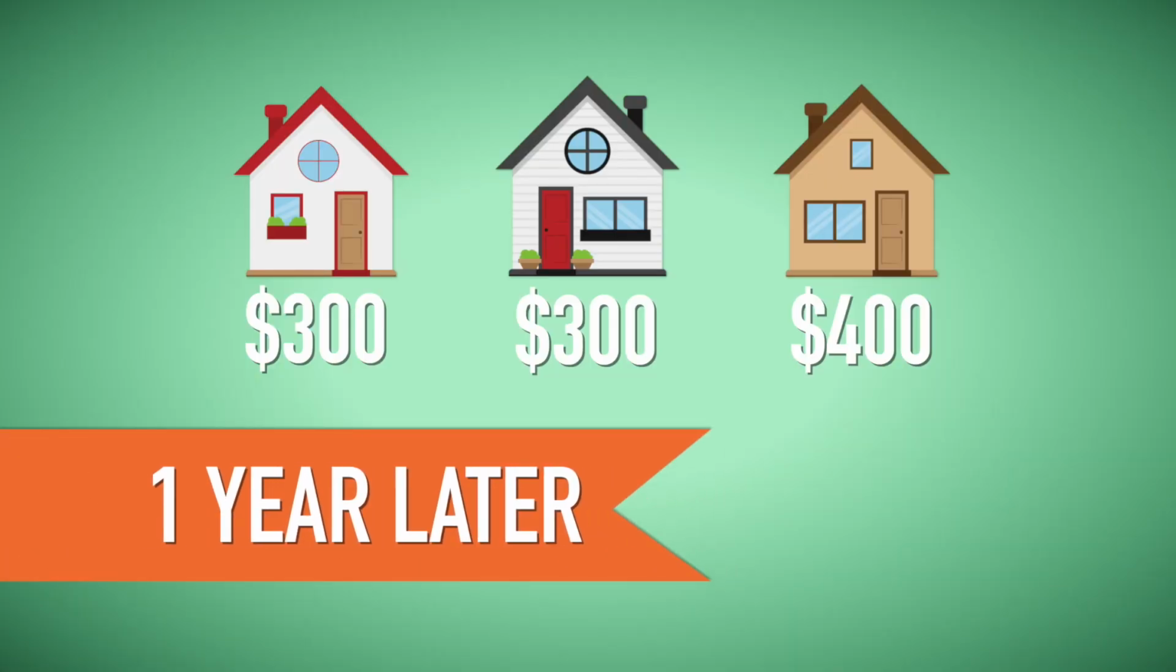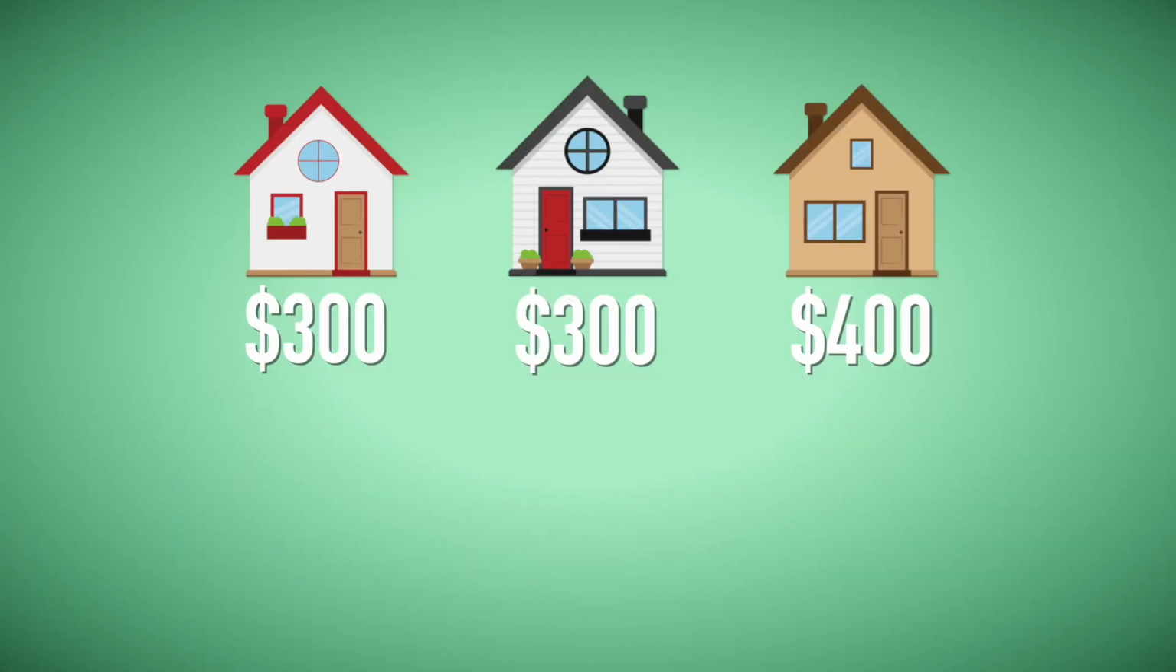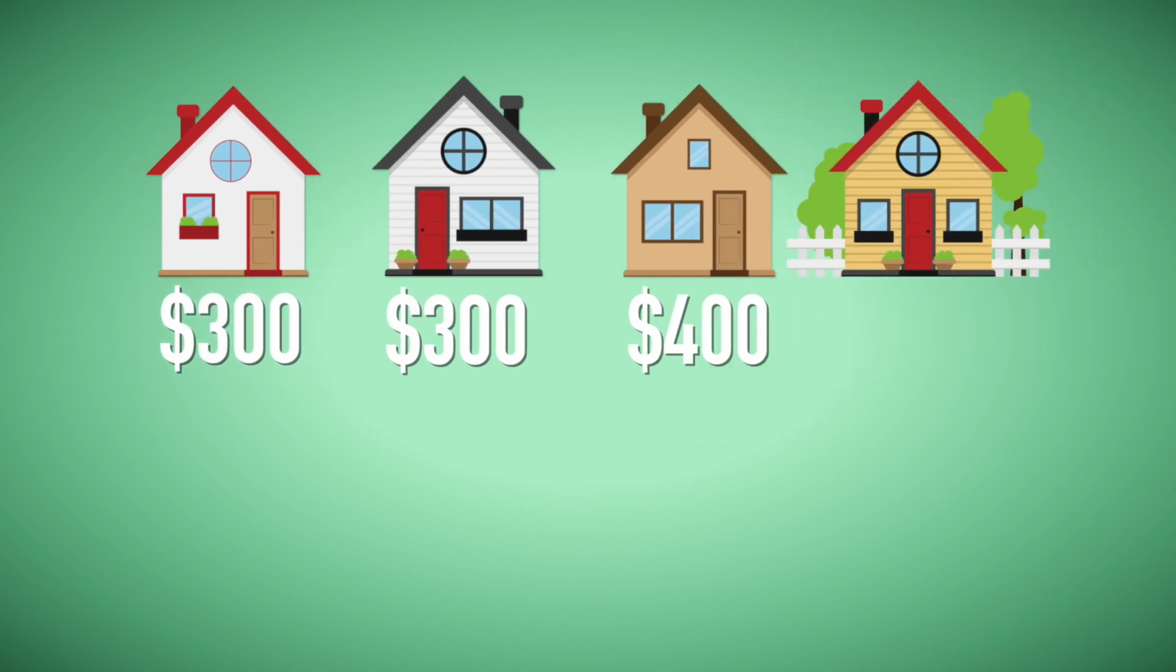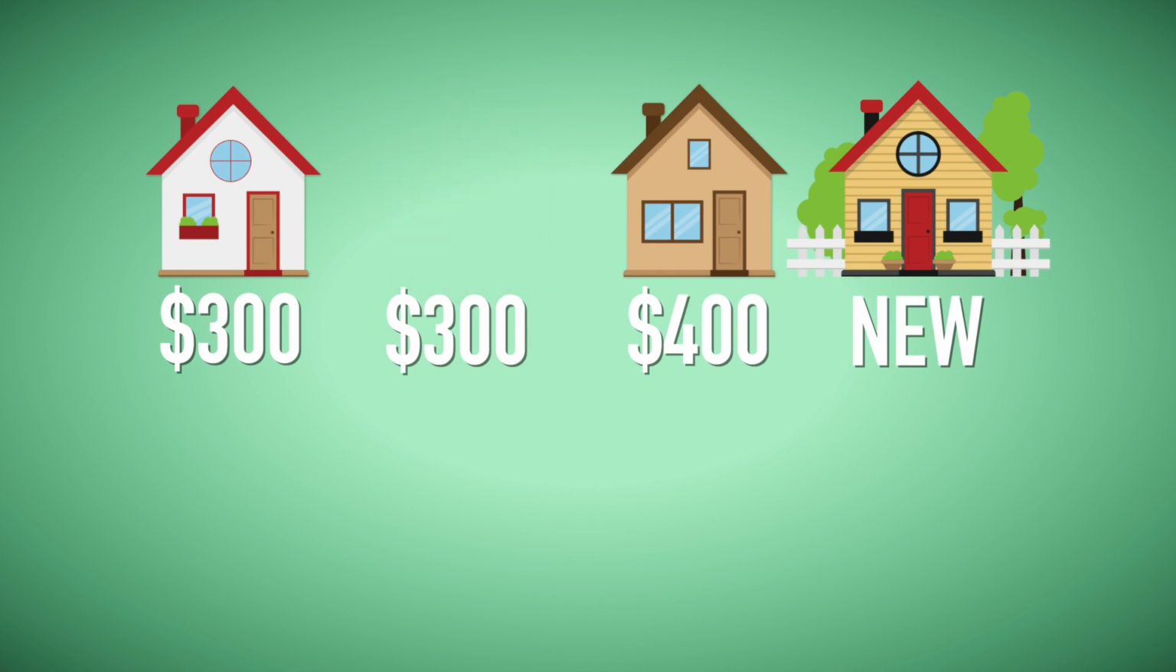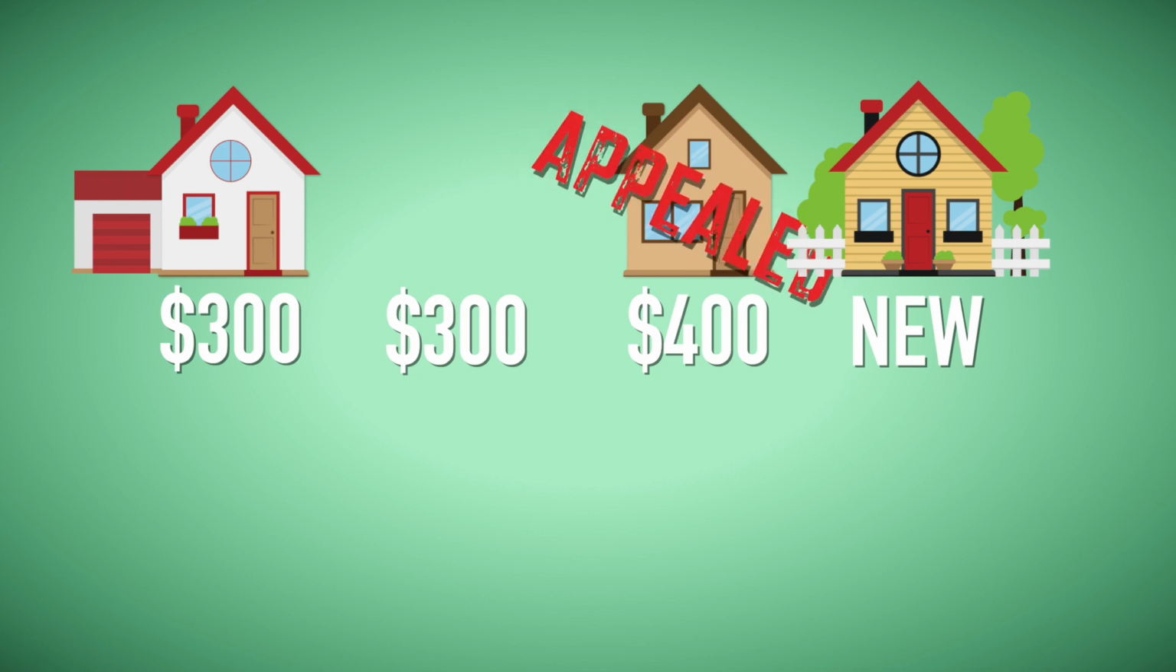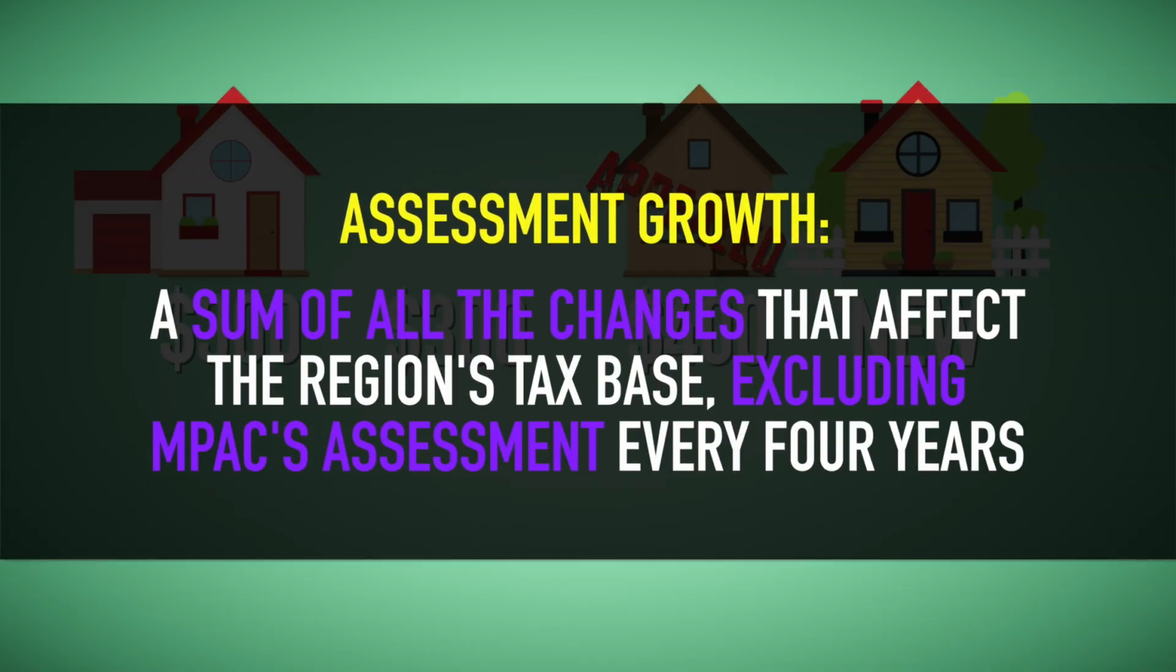Let's say a year passes in our fictional town, and during that year, our tax base changes in several ways. First of all, 1 brand new house is built. It's worth $300. At the same time, one of our original houses is demolished, and another has an addition built on. Finally, our last original house has appealed the property assessment given by MPAC, bringing the value of the house down to $350.